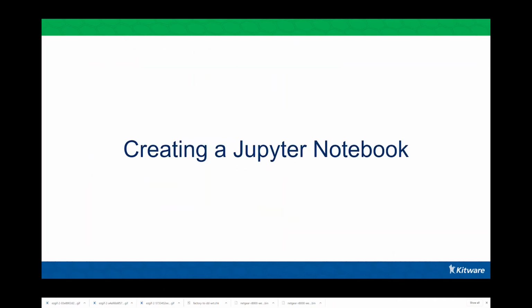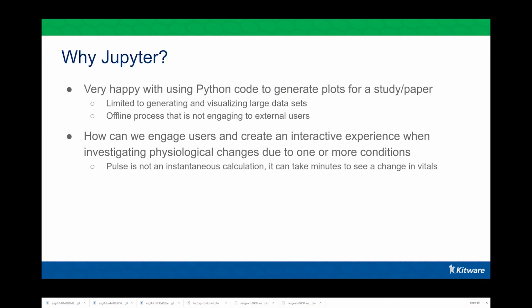So how does Jupyter apply to this? We were pretty happy with the Python code to generate and analyze our data for a paper. But it's kind of limited to an offline process, and it's good for just generating static images for analysis. We really wanted to engage the user. We really wanted to show our model and how it worked and its provability to these subject matter experts. And to do that, we really wanted an interactive experience. So we wanted to have some kind of user interface to do that. And again, Pulse is not an instantaneous calculation, so it's kind of real time.